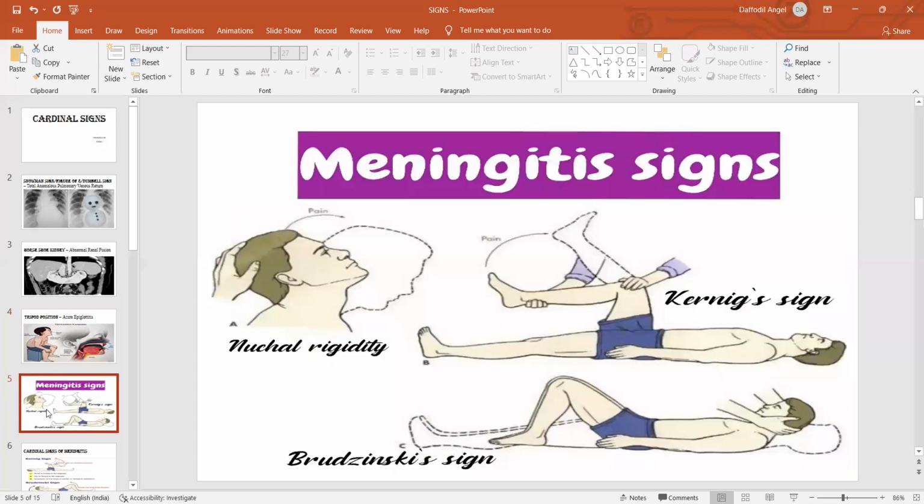Next are the meningitis signs. We are all familiar with the cardinal signs of meningitis. The first one is nuchal rigidity, then Kernig sign, and the last is Brudzinski sign. Nuchal rigidity means stiffness of the neck. If we move or extend the neck, the patient will experience pain. So nuchal rigidity means stiffness of the neck, and it is very difficult to move the neck.